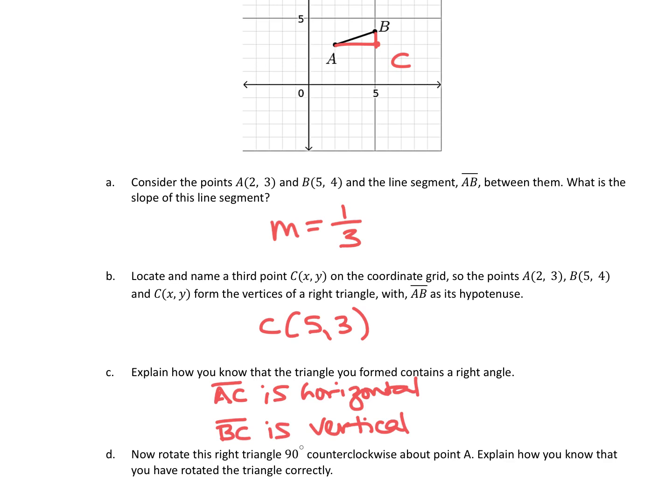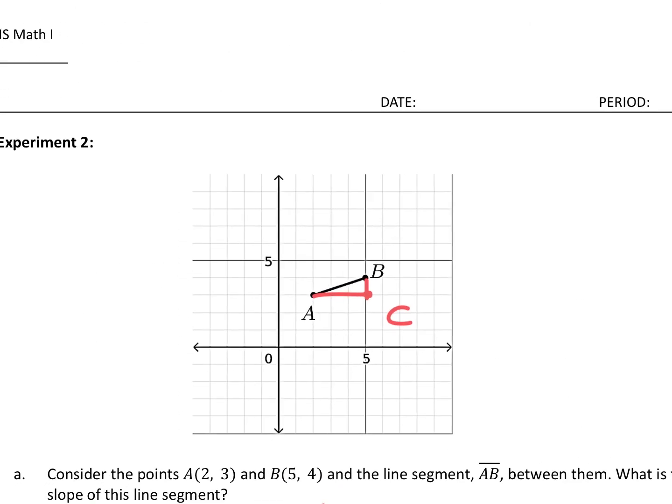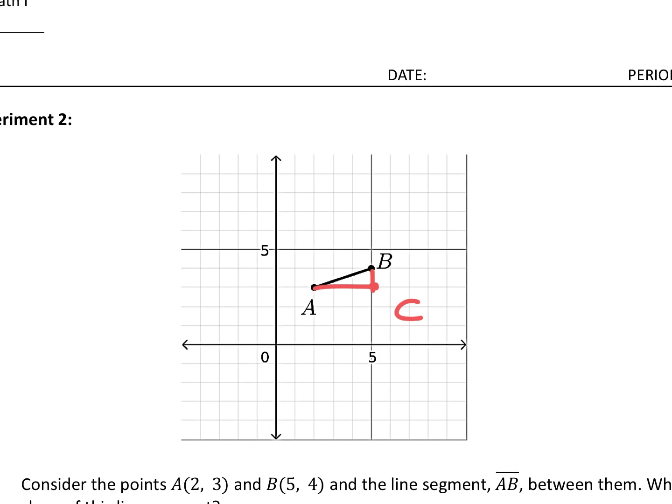Now we're going to rotate and explain how we know we rotated correctly. So I'm going to go ahead and focus on the graph. So we're rotating about point A, 90 degrees counterclockwise. So line segment AC is 3 boxes long. Instead of being flat, horizontal, it's going to be standing up. It's going to be vertical. So I think that C prime will end up here. And then BC is just 1 box long. It was vertical, now it's going to be horizontal over here. Okay, so that's B prime. So this is our new triangle.